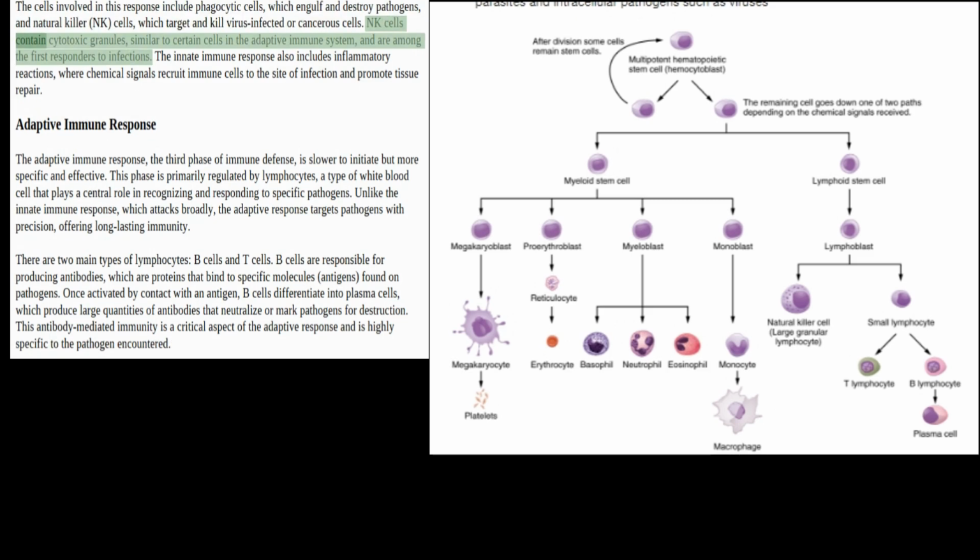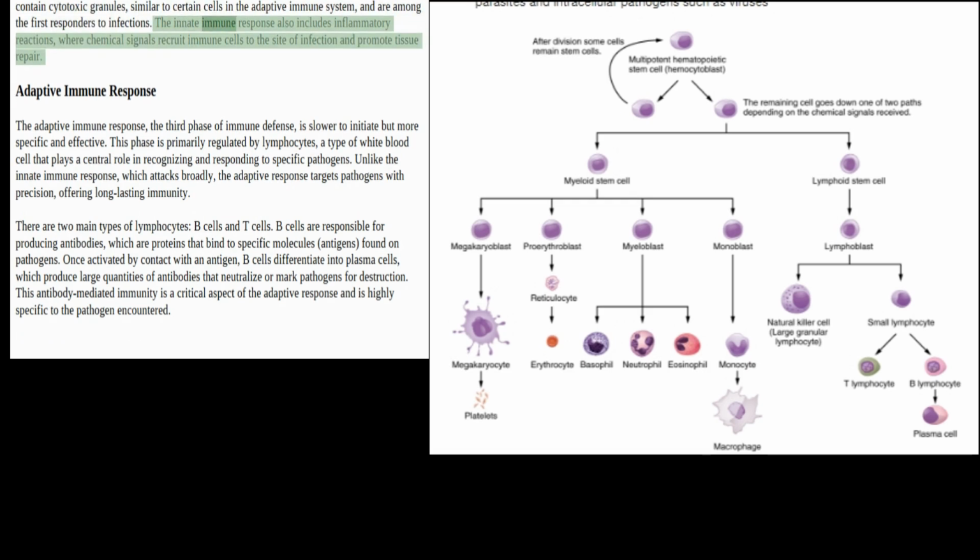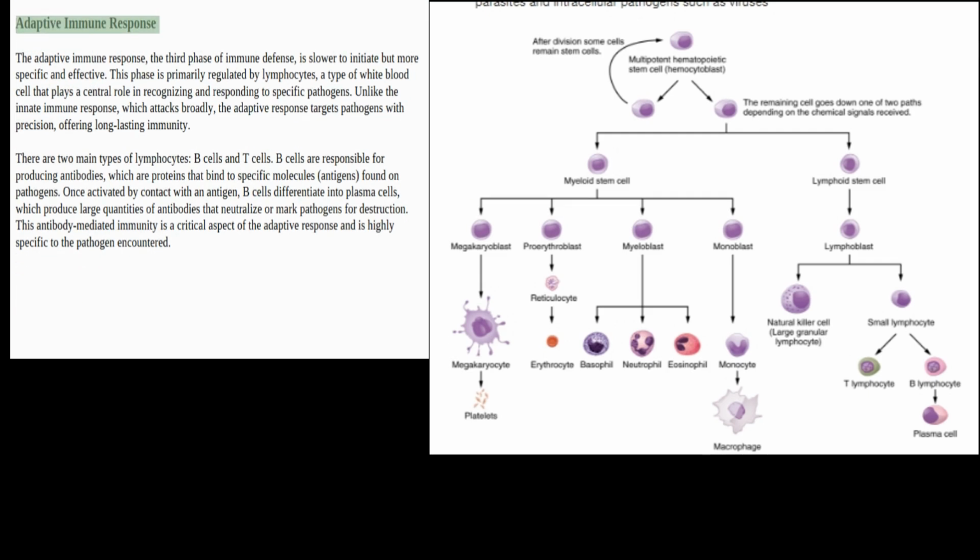NK cells contain cytotoxic granules, similar to certain cells in the adaptive immune system, and are among the first responders to infections. The innate immune response also includes inflammatory reactions, where chemical signals recruit immune cells to the site of infection and promote tissue repair.